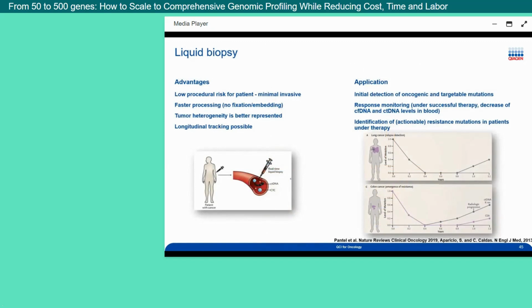The second use case of analyzing multiple samples is longitudinal tracking, which is possible with the broad adoption of liquid biopsies. Liquid biopsies can be used to initially detect the targetable mutations, but then subsequently can be used for response monitoring and identification of actionable resistance mutations in patients.